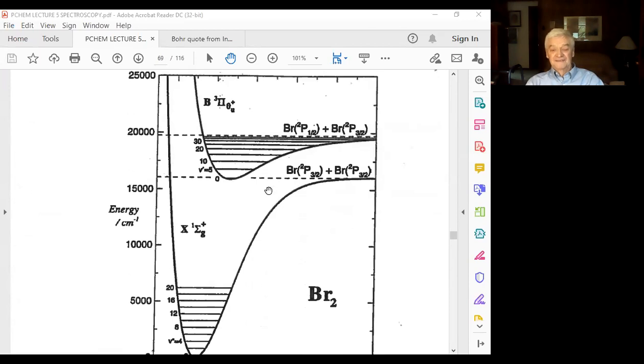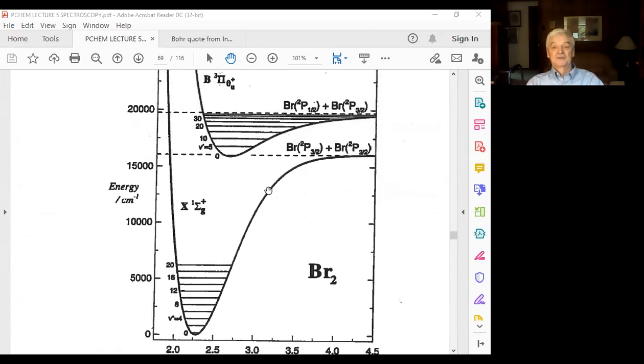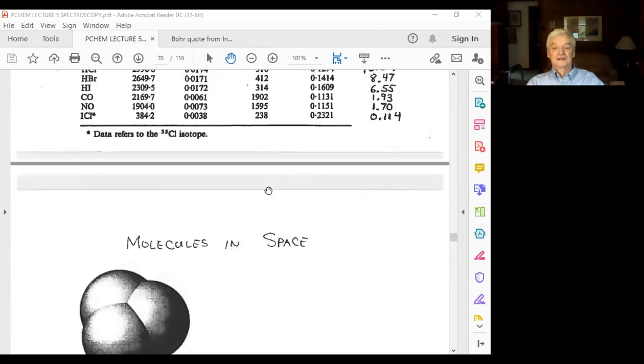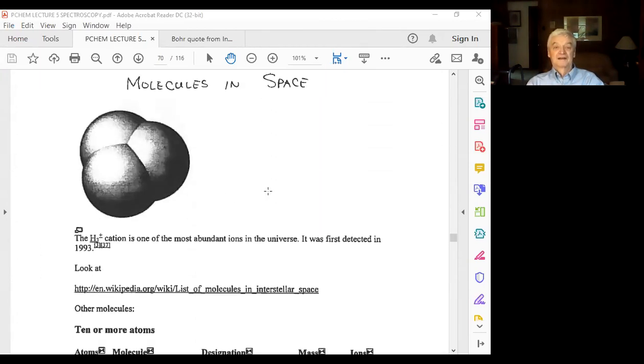Okay, our next topic, and this will not be on the exam next week, is going to be electronic spectroscopy. And I'll come back to this diagram and tell you about that. But I wanted to jump ahead and tell you about molecules in space that have been detected by vibrational spectroscopy.